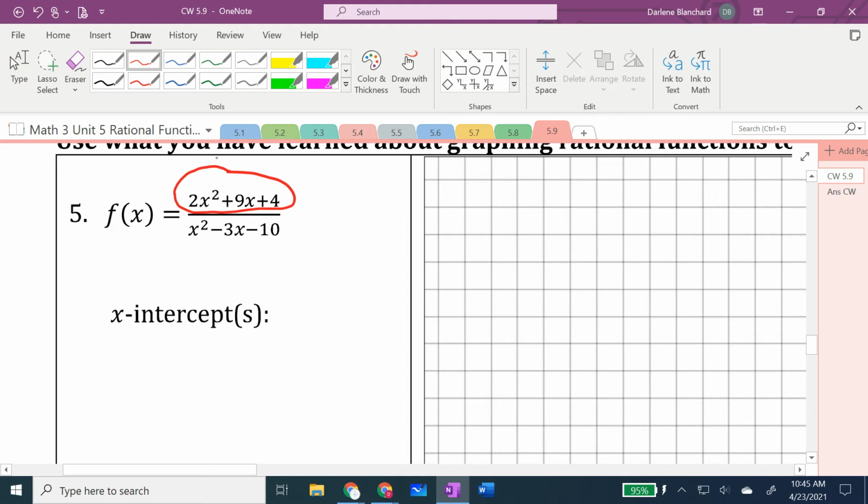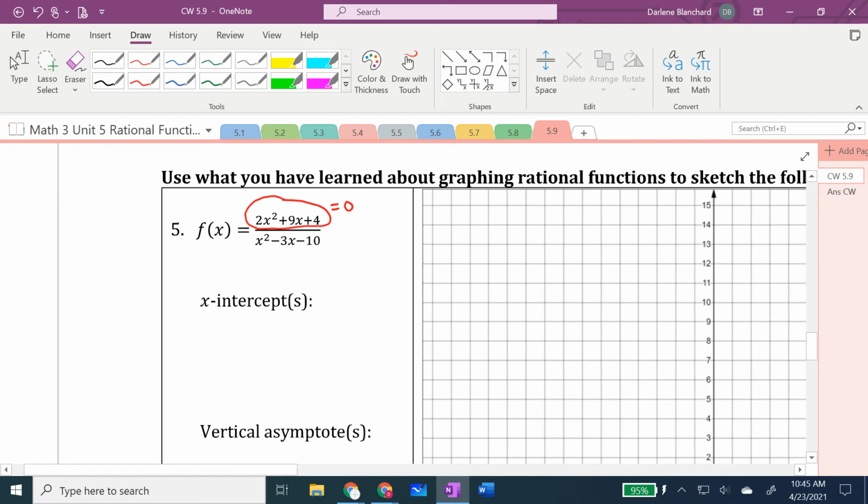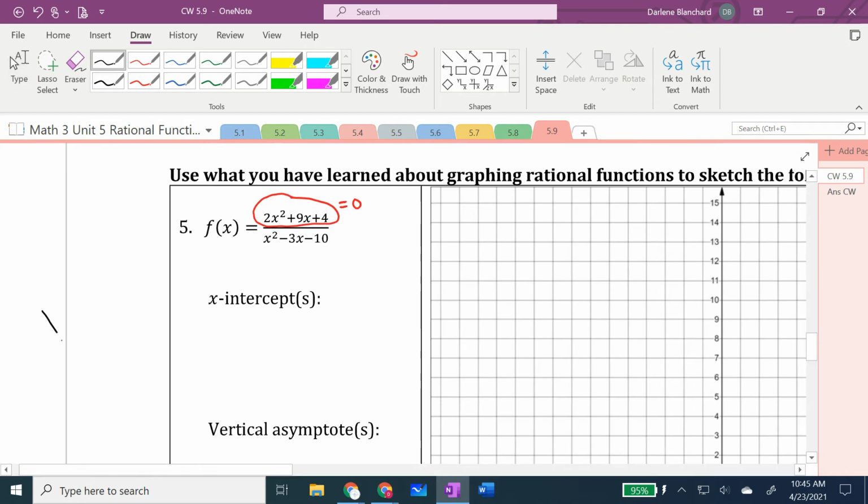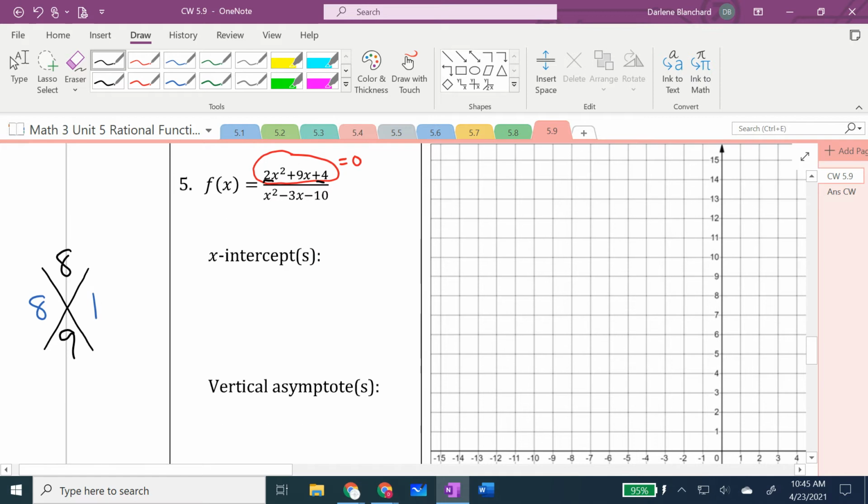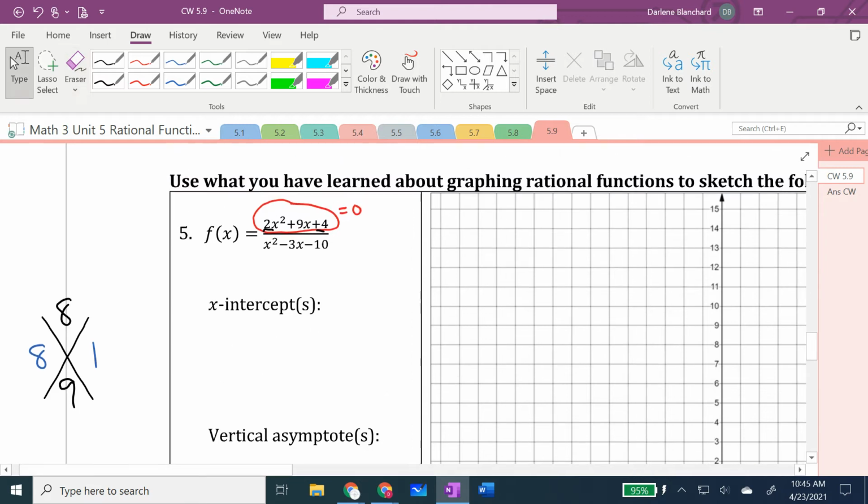Okay, so X-intercepts. What makes the numerator equal to 0? We're going to have to factor. And if you like, I'll go through a slower factoring, but not too slow. 2 times 4 is 8. Middle term is 9. They're all positive. Numbers that multiply to make 8 and add to make 9, that would be 8 and 1. So that tells me how to box this up. I'll put the box here for right now. No, that's not going to work. I'll put the box up here.